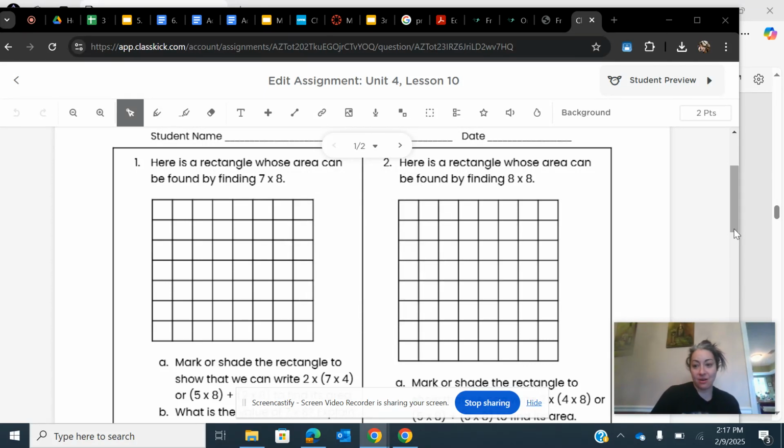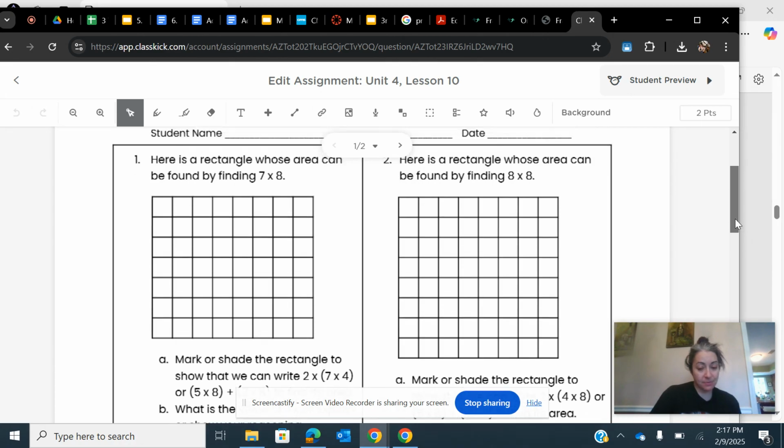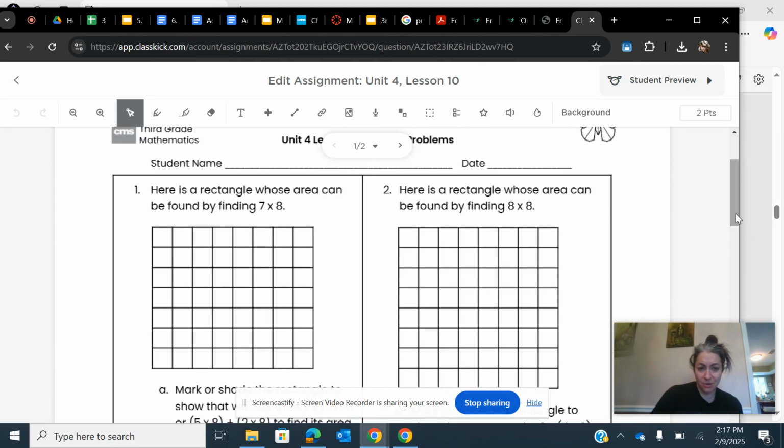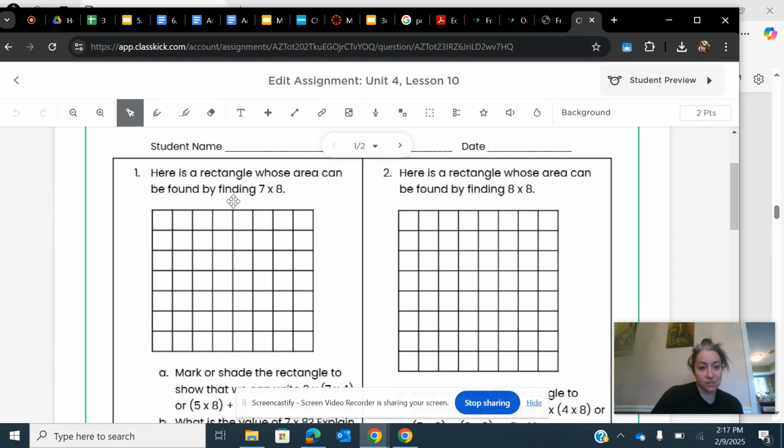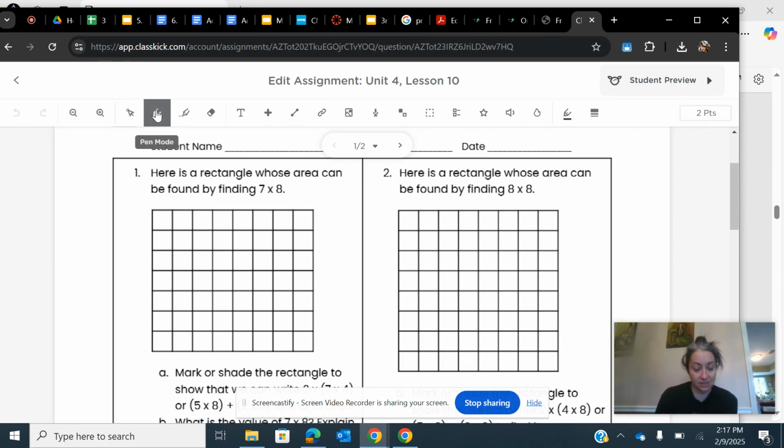I just wanted to show you how to solve these types of problems on the class kick. So if you're looking at this like, what do I do? This rectangle has an area that you can find by finding 7 times 8. Of course, you can count all of these. Yes, that's true. That's a lot of counting. You might make a mistake. 1, 2, 3, 4, 5, 6, 7, 8. 1, 2, 3, 4, 5, 6, 7. You can also use multiplication. I totally understand that. But the purpose of this is to practice with the distributive property.